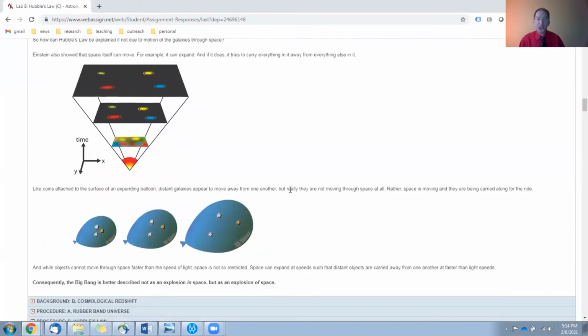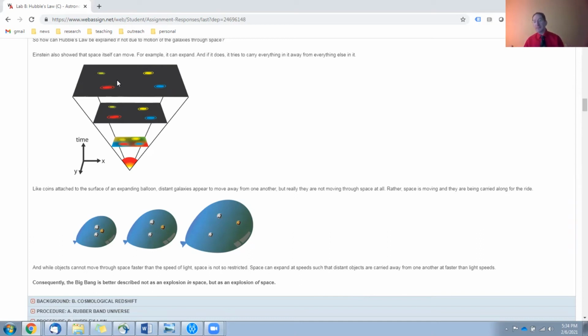Well, Einstein showed that space itself can move. So we don't have to try to explain the expansion of the universe by galaxies moving through space, but rather by space itself expanding, with everything in it being carried along for the ride. We can see that in this figure here, where you have a two-dimensional representation of space full of objects. And as that space expands, the objects move apart from each other, not because they're moving through space, but because space is expanding, taking them along with it.